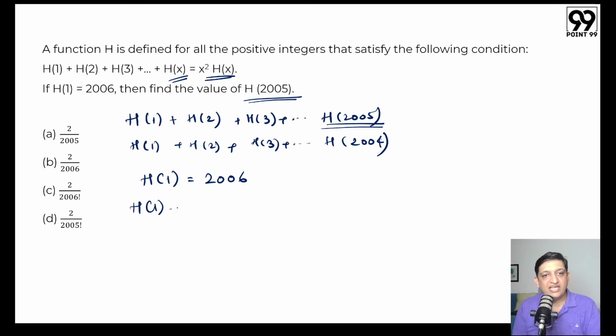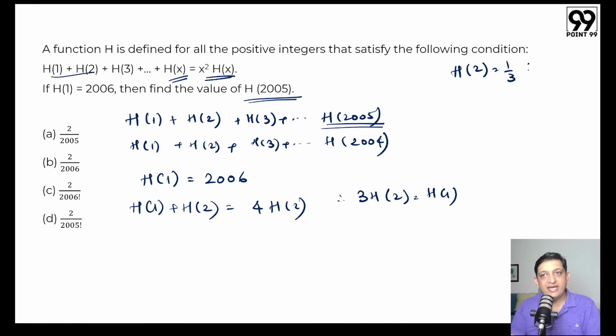What if I am looking at h1 plus h of 2? What am I going to get here? If I add these two, I am going to get 2 square into h of 2, or 4 times h of 2. In other words, I will be able to get 3 times h of 2 equals h1. Or if I just write it here, h2 will be 1 by 3 into h1. This is what we are going to get.